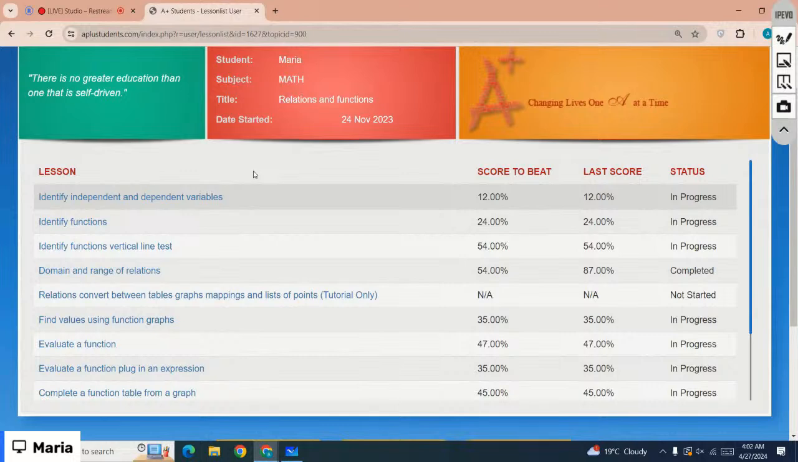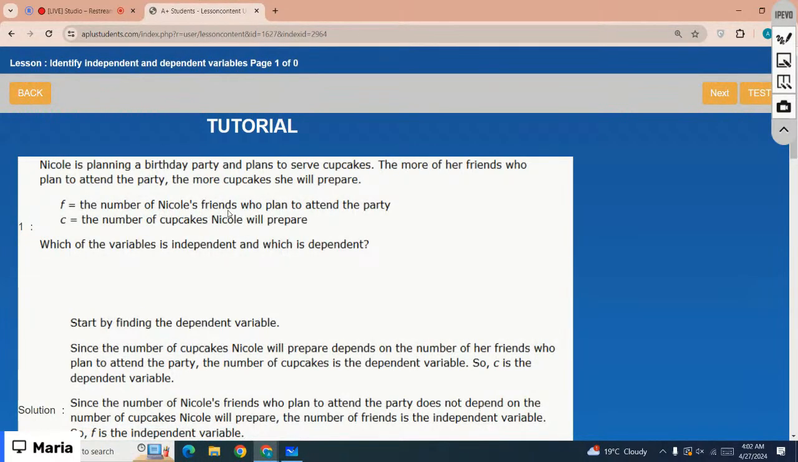Okay, so here I'm on the grade 9 math. Chapter we are on right now is relations and functions. Let's just start with the first lesson, that is identify dependent and independent variables. Okay, let's just start with the first example.